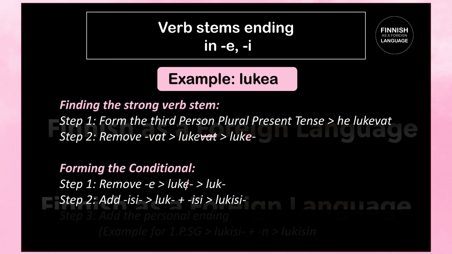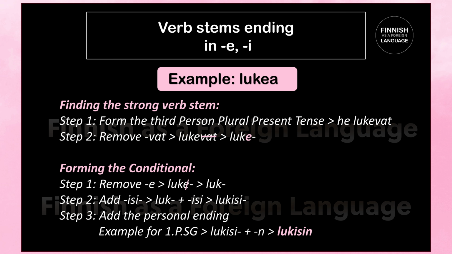Then step number 2, again we add isi. So that means we have luk plus isi is lukisi. And then step number 3, we add the personal ending we need. So let's take for example the first person singular again. That means lukisi plus n is lukisin. This is the conditional mood, first person singular of the verb lukea. In English it means I would read.